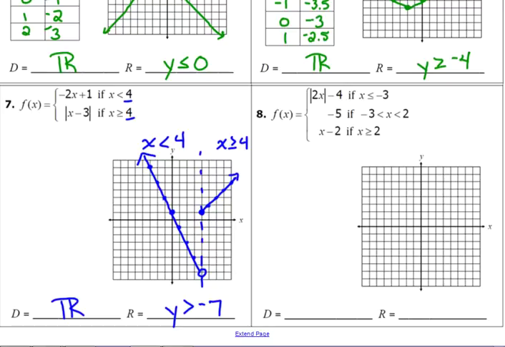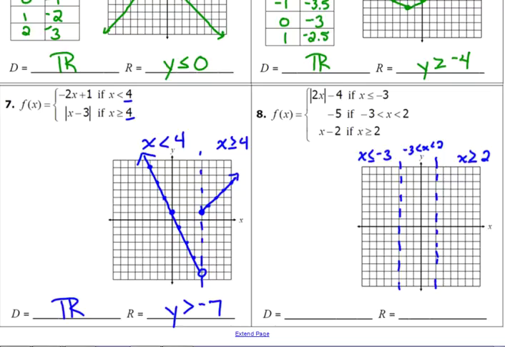All right, so let's do number 8 kind of the same way. We're going to split it up. This time we have 2 places to split it up. At x equals negative 3, not being very accurate here, and at positive 2. So we've got x is less than or equal to negative 3 over here. We're between negative 3 and 2 here in the middle. And we are greater than or equal to 2 on the right.